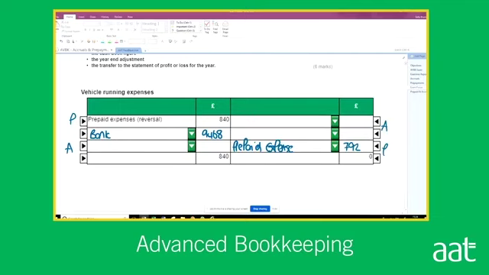Okay, so if you come up with a different figure, let's say you come up with 800 and you put 800 here, you would still get marked for it because, although you've calculated incorrectly, you've carried it through correctly. We call these follow through marks. So all I need to do now is balance my account off.